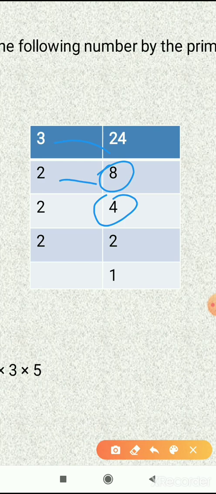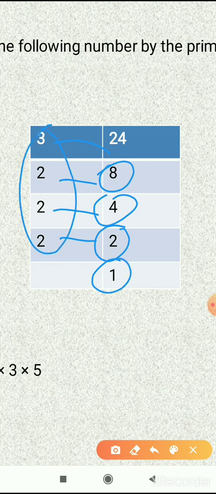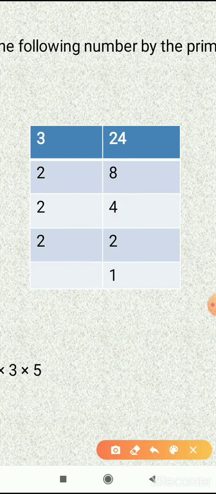4 is divisible by 2. By dividing 4 by 2 we get quotient 2. And 2 is a prime number, it is divisible by itself. So by dividing 2 by 2 we get quotient 1. Here all the divisors are prime numbers. So we get prime factorization of 24 is 3 into 2 into 2 into 2.